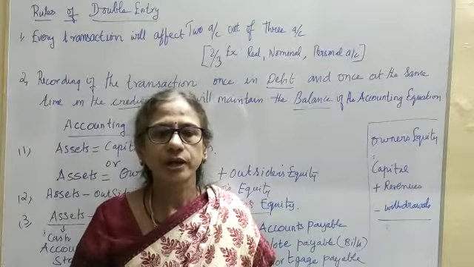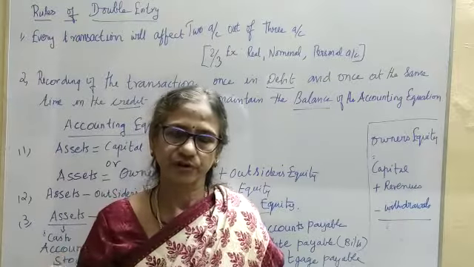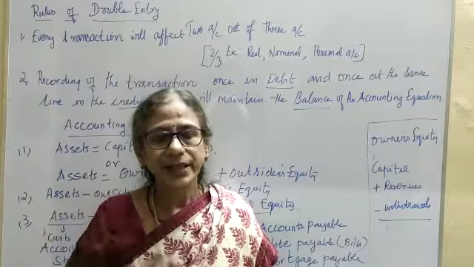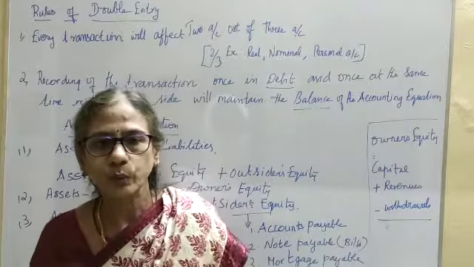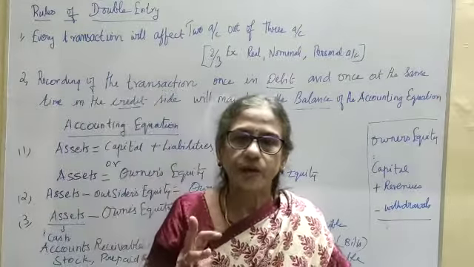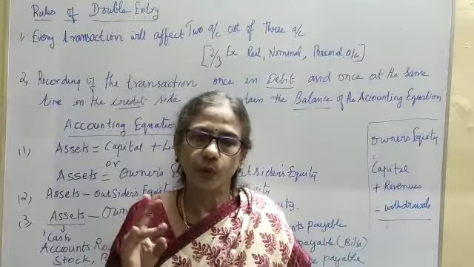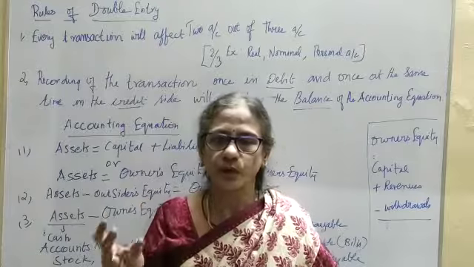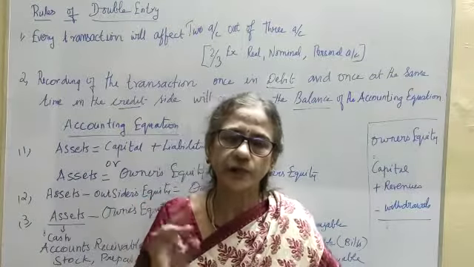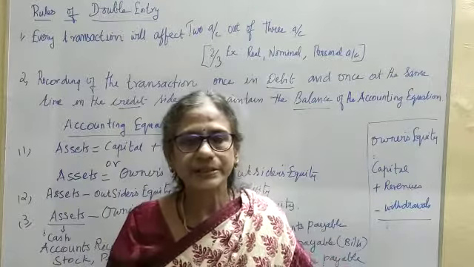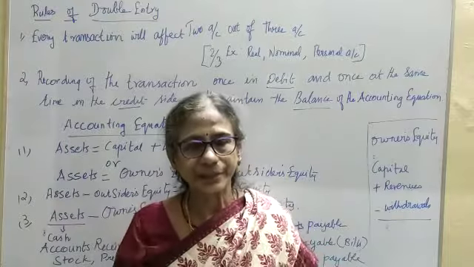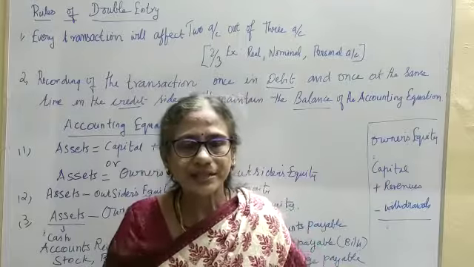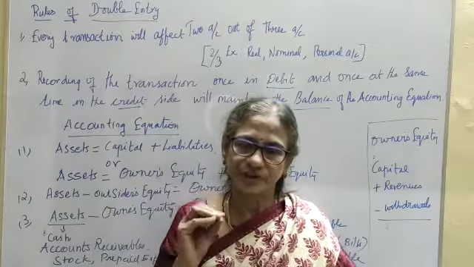According to the traditional classification of accounts, we have seen real account, nominal account and personal account. The three accounts are there. This is under the golden rule. Real account: debit what comes in, credit what goes out. In nominal account, debit all the expenses and losses and credit all the income and gains. Under the personal account, debit the receiver, credit the giver. These are the basic rules of the traditional approach.